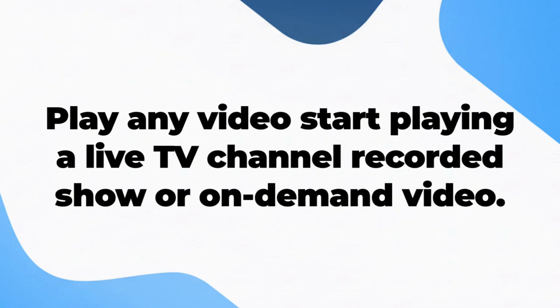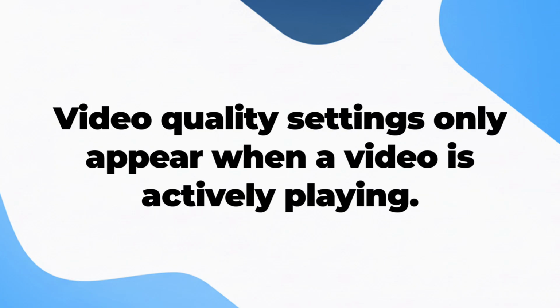Step 2. Play any video. Start playing a live TV channel, recorded show, or on-demand video. Video quality settings only appear when a video is actively playing.